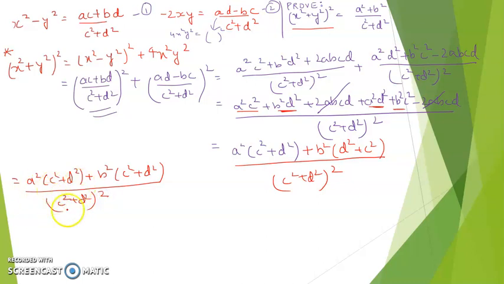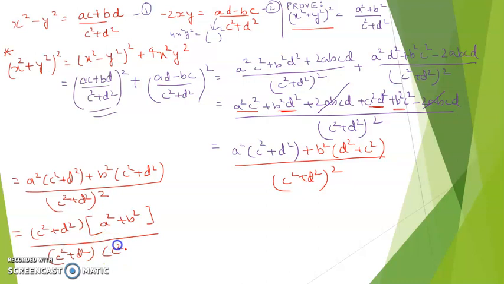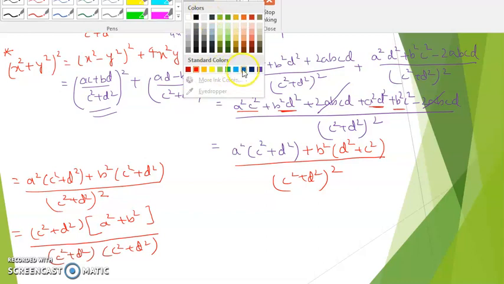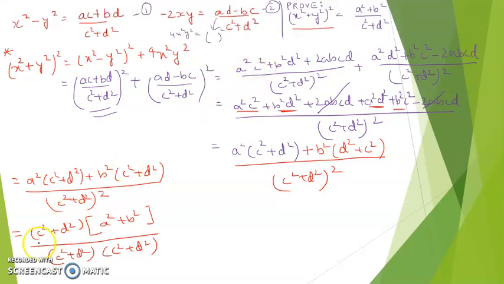Now if I take c square plus d square common from numerator and denominator, what is left inside? A square plus b square. Now if I split the denominator c square plus d square whole square, twice means 2 times, so I can cancel this now. I can cancel this, students, clearly. So what is left now is equal to a square plus b square upon c square plus d square.